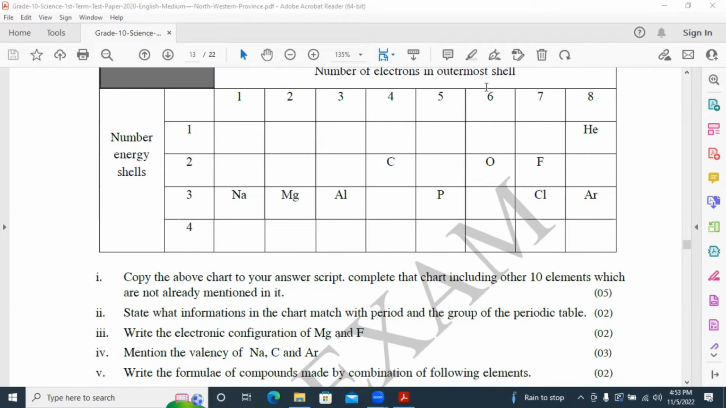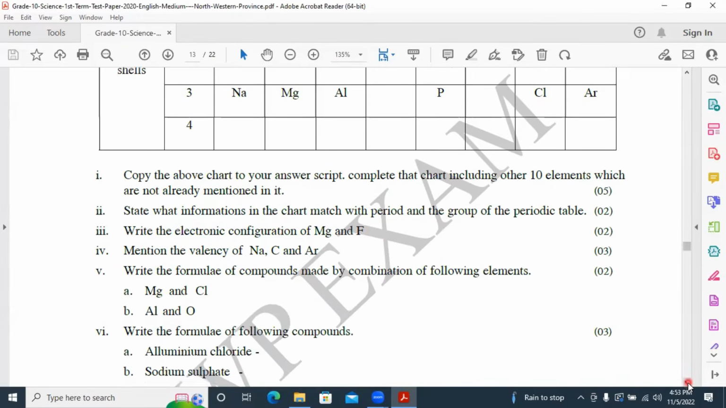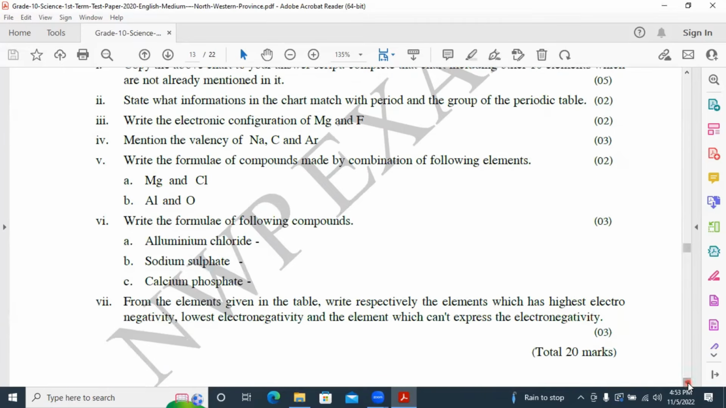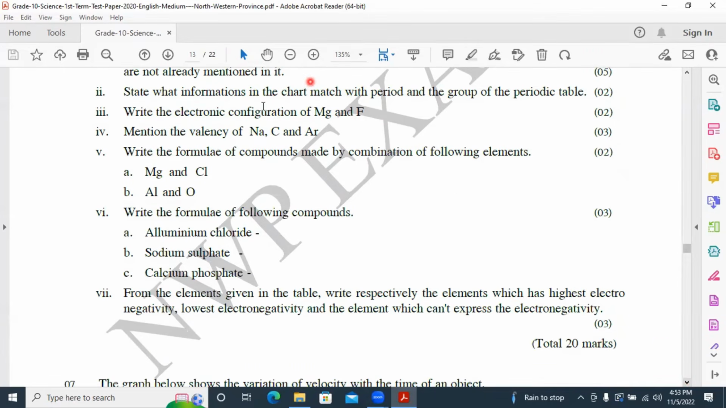Mention the valency of sodium, carbon and argon. Sodium, the valency is 1 because it is in group number 1. Carbon, the valency is 4 because it is in group number 4. Argon, the valency is 0 because it is in group 8.